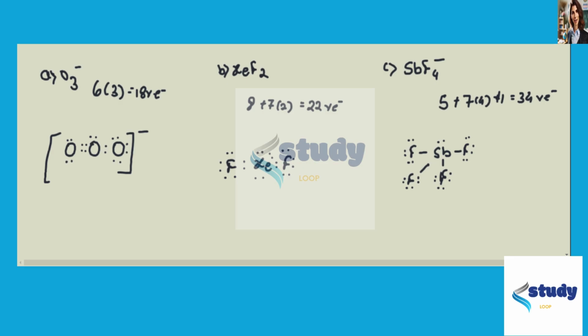Now, let's calculate the formal charge for the non-zero atoms. Recall the formula for the formal charge is FC equals group number minus bonds minus non-bonding electrons. So, calculating the FC of antimony Sb, Sb equals 5 minus 4 minus 2, which equals minus 1. So Sb has a formal charge of minus 1.